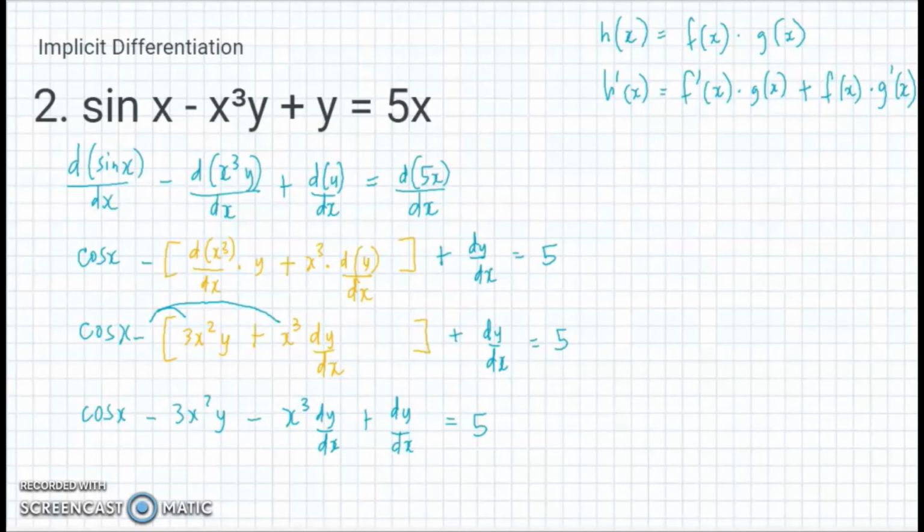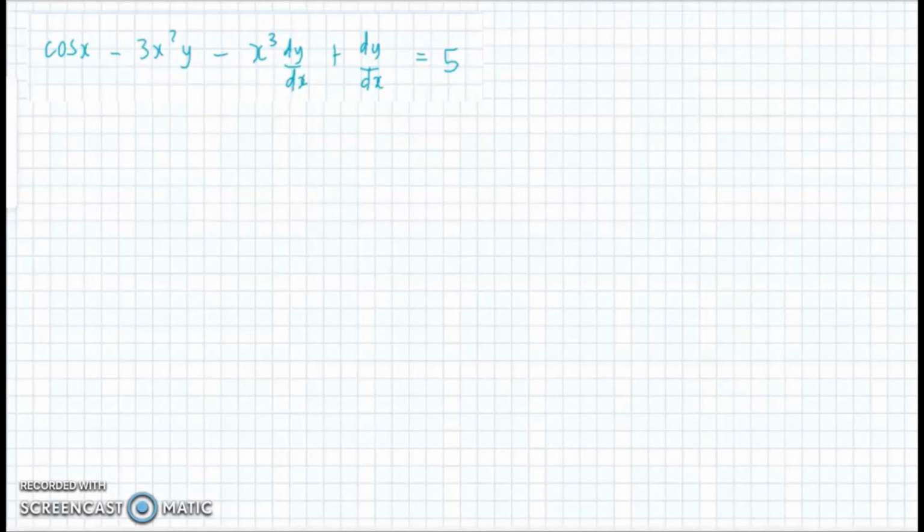Let's now do step number 2, which is isolating our dy dx. As you can see, we have 2 dy dx here, no? So, what can we do to isolate? Because when we say isolate, there's only 1 dy dx on one side of the equation. Ayan. So, these two terms with dy dx should be together on one side of our equation. So, we have negative x cubed dy dx plus dy dx equals, so the rest of the terms are on the other side. We have a 5, and then we will transpose these two terms and become minus cosine x then plus 3x squared y.